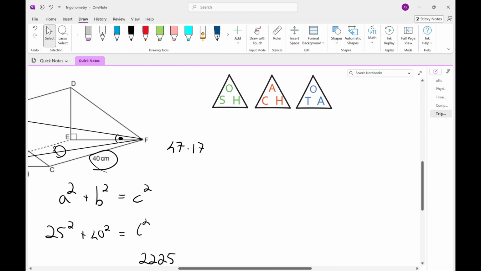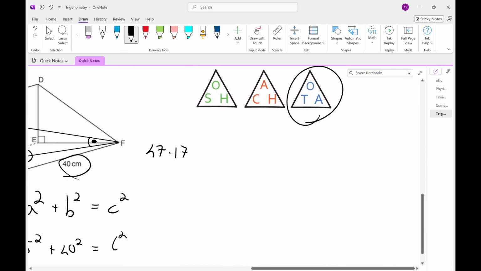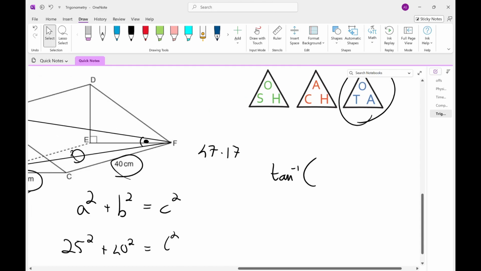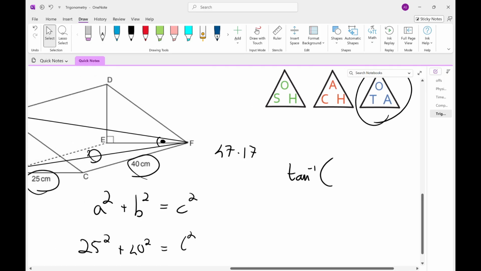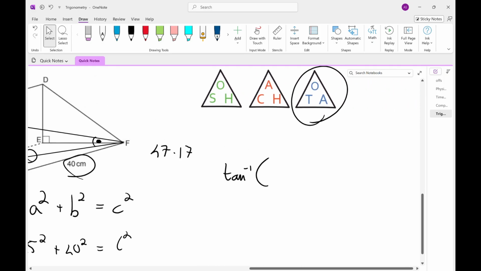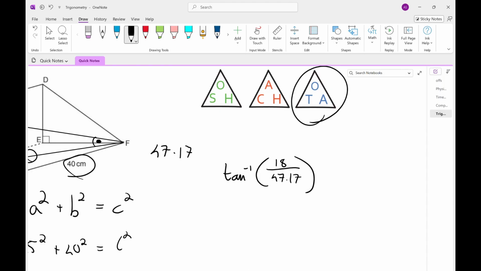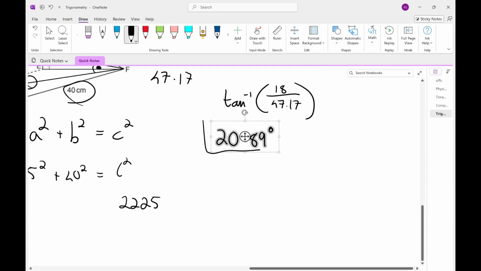So what we're going to simply do is use TOA. So we're going to use tan to the -1 because we're trying to find an angle, as always. And we're going to do opposite over adjacent. So 18 over 47.17, which will give us a final answer of tan to the -1. Put this in your calculator. 18 over 47.17 is giving us an answer of 20.89 degrees, and that will be our final answer.